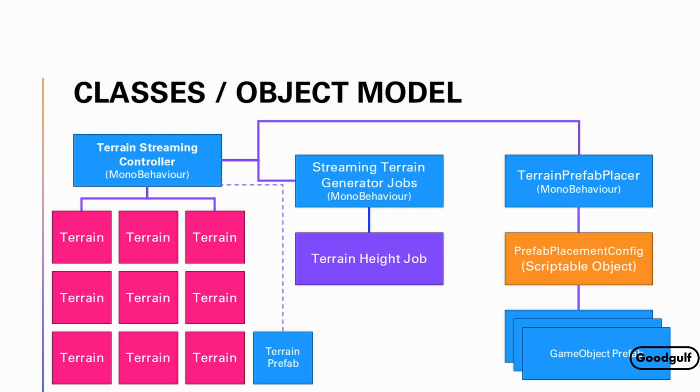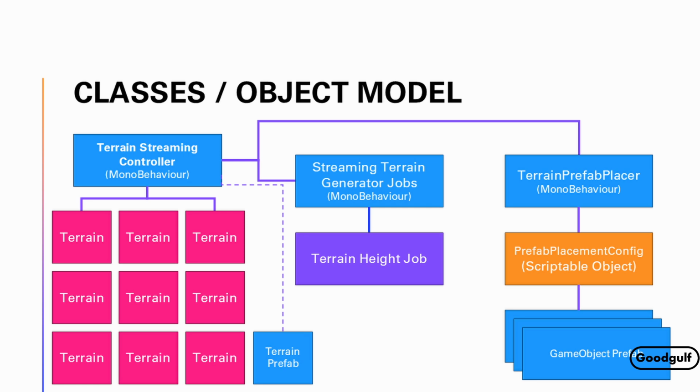Once a new terrain chunk is created by the streaming controller, the streaming terrain generator jobs version, which obviously uses Burst and jobs, will run terrain height jobs in parallel. The math used for calculating height jobs can be run in parallel, so I changed the code into jobs and the performance jumped up.